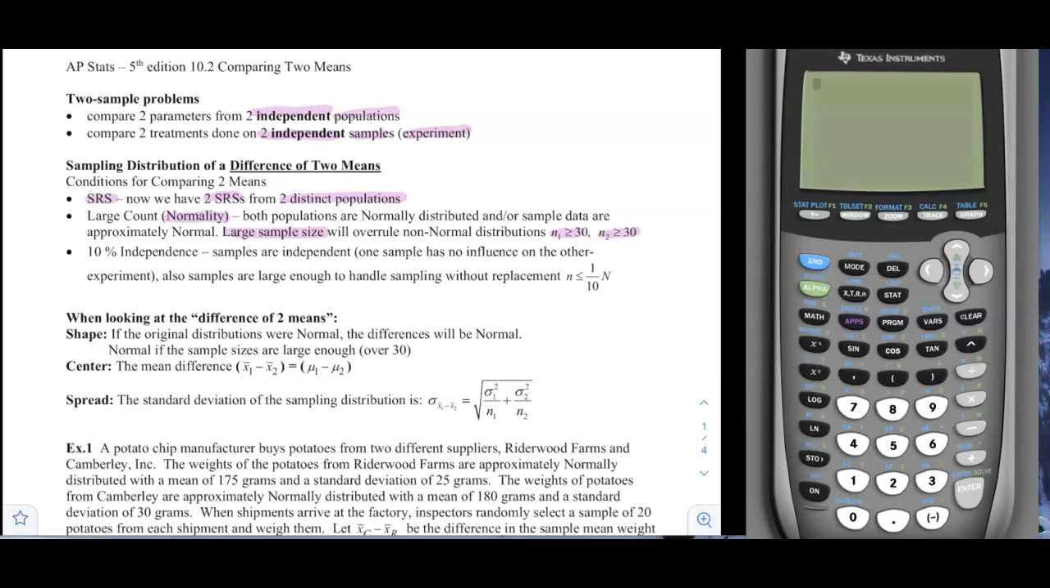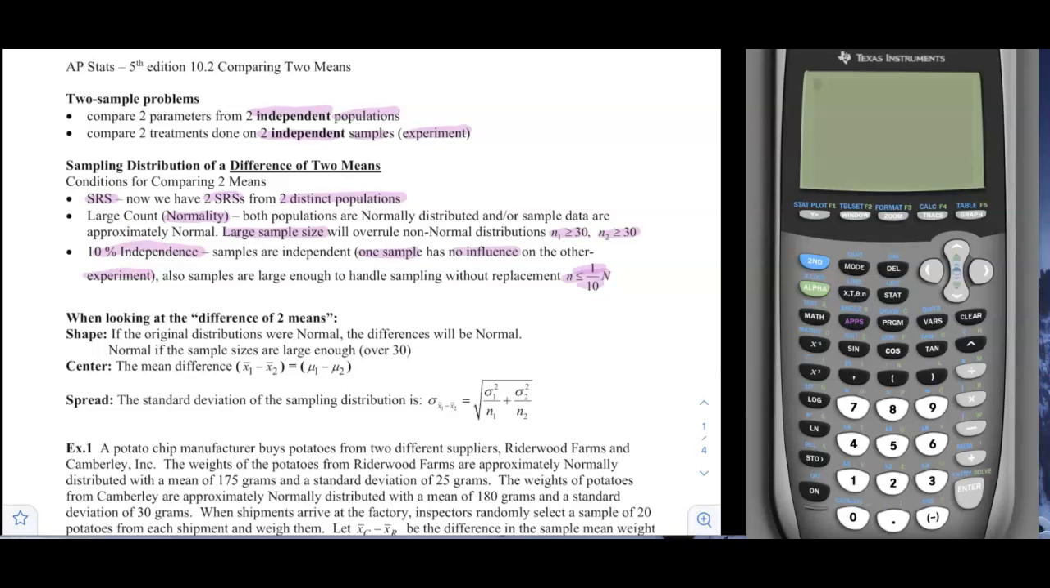Okay, and then again, the 10% independence test, we are checking for samples are independent, that one sample has no influence over the other. Usually you can just say that in an experiment, right? That one sample has no influence over the other, they're completely independent. Also, samples are large enough to handle sampling without replacement. So you can still go back and check our usual way of 10 little n is less than or equal to big N.